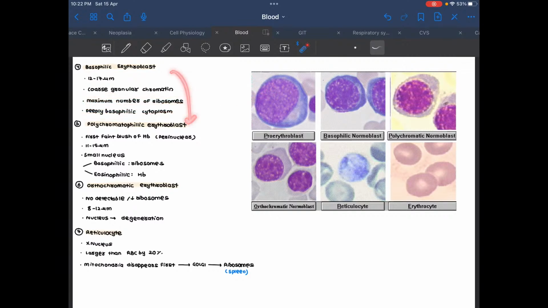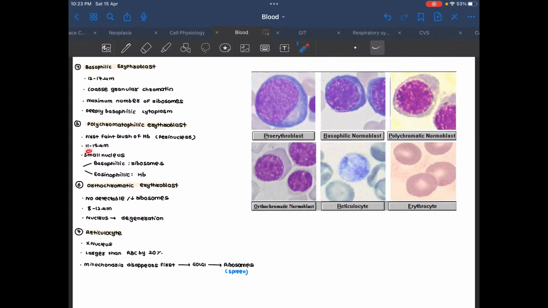Next, we have the polychromatophilic erythroblast. As you can see here, there is a fine blush of hemoglobin, which is appearing as perinuclear eosinophilic staining. So this means that in the polychromatophilic erythroblast, I can very much say that hemoglobin has started to appear, right? Meaning it has started to be seen in the cell. So, the polychromatophilic erythroblast.